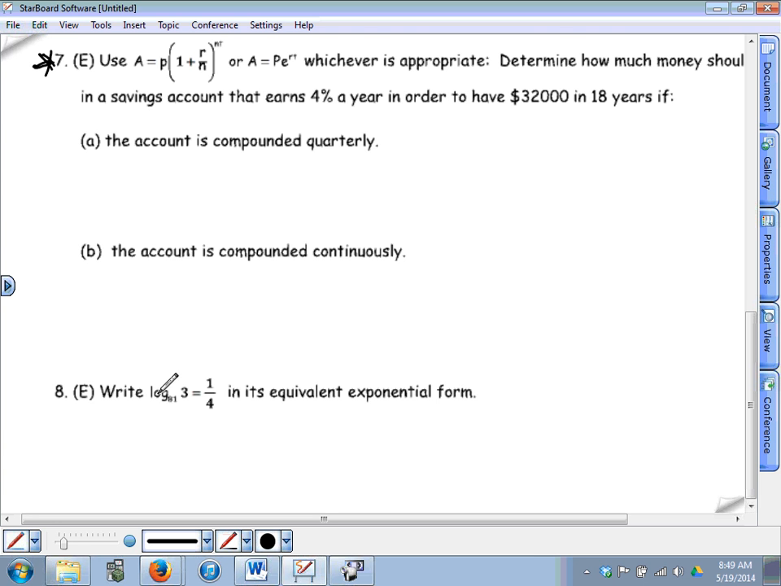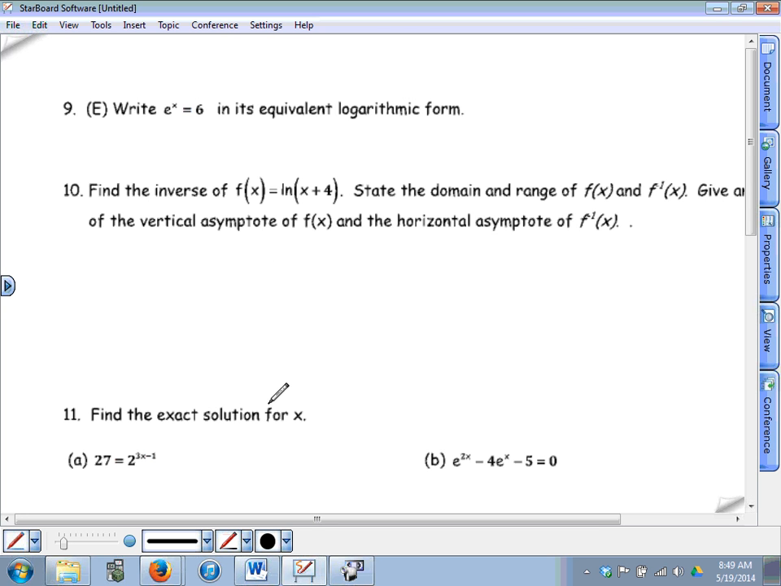What cancels a log base 81? A base of 81 on both sides. So you have 3 is equal to 81 to the 1/4. That's all you gotta do. It just says write it in exponential form. That's exponential form. Question 9.